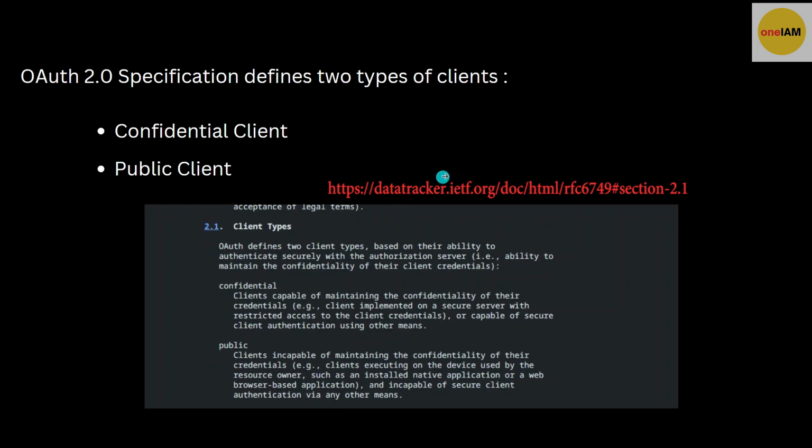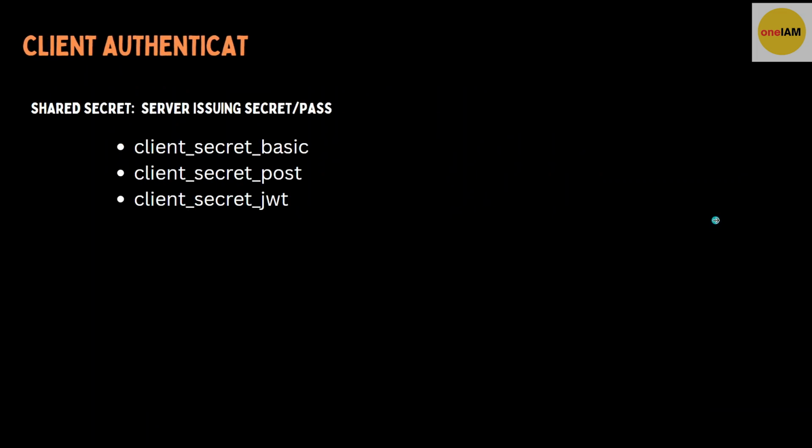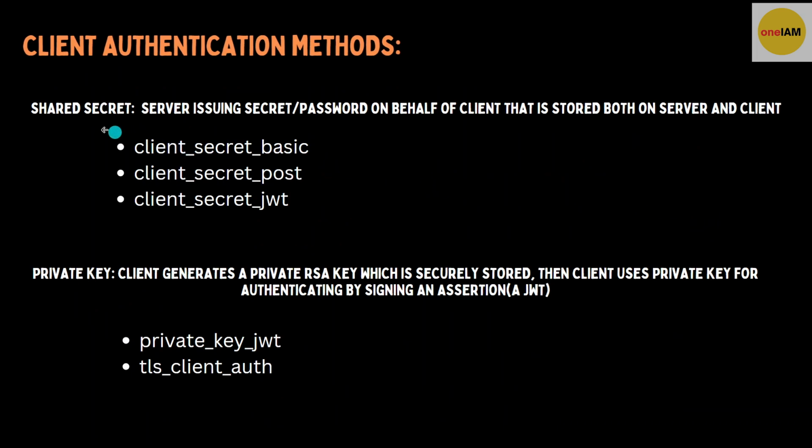If your client is a confidential client, it is mandatory for you to authenticate with the authorization server using the client credentials. Why is it important? Because you need to make sure this client application is not a malicious client, and the authorization server needs to validate that. That is done using the client credentials. There are multiple ways of doing this. The two main types are using a shared secret or a private key.